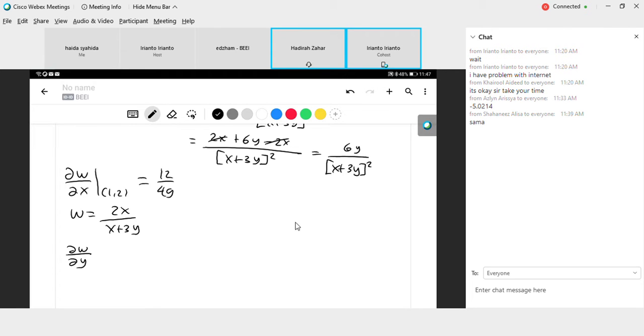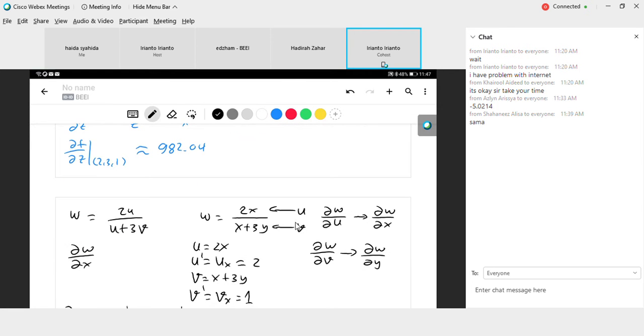No need. Why no need for the quotient rule? Why did we use the quotient rule before? Because we wanted to differentiate with respect to x, the numerator consists of x, and the denominator also consists of x. So we need to do the quotient rule.